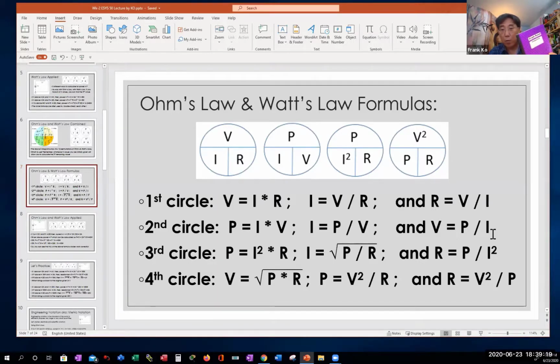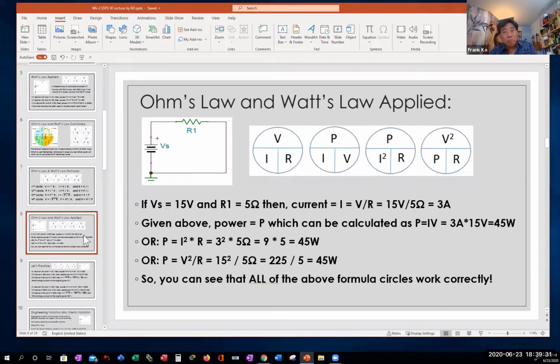And like I say, if you write them into your notebook, you always have a ready reference for which formulas you're going to need for what. Let's talk about how we apply this. And here's where we will need to use your calculators. I give you a series circuit, again, a simple circuit, 1 voltage source, 1 resistor. And I say if voltage is equal to 15 volts and R is equal to 5 ohms, I'm looking for I, current. The formula for I from the first circle is V divided by R.